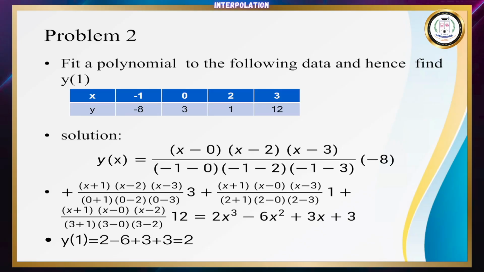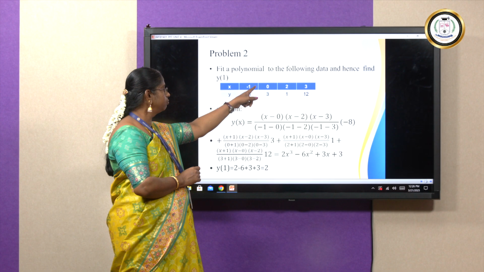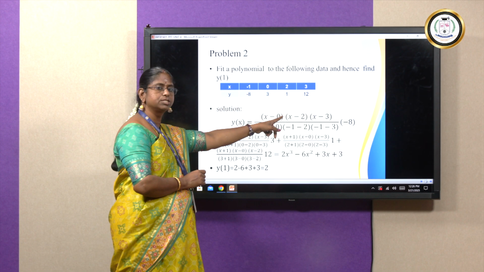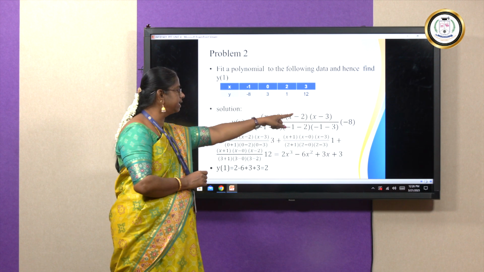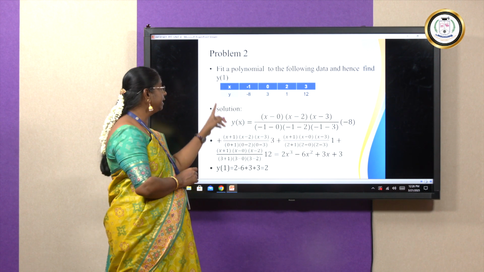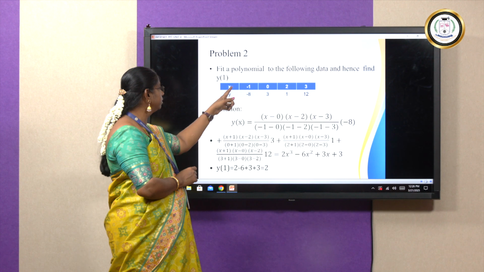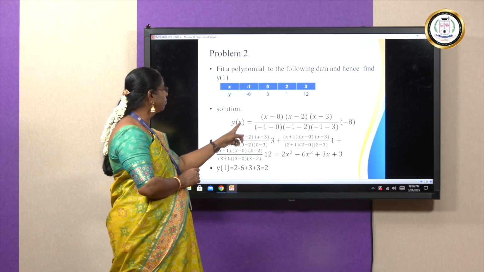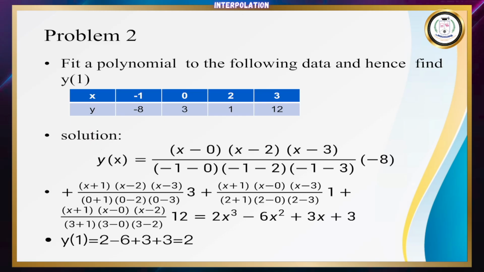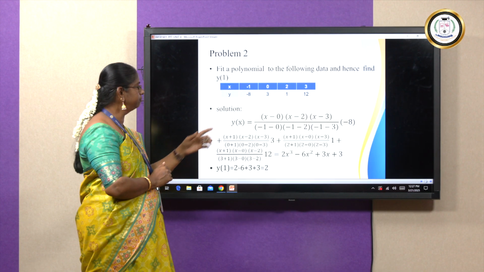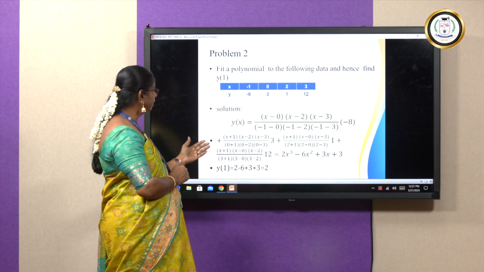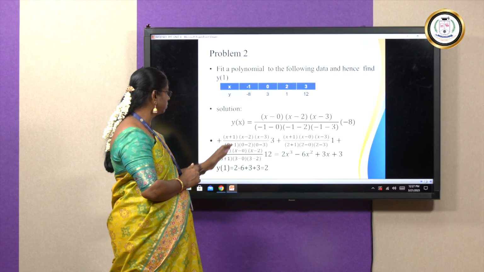So the first formula is what? Y of x is equal to x minus x1, that is 0, x minus x2, 2, x minus x3, 3, divided by x0. What is x0? That is minus 1. So minus 1 minus x1, x0 minus x2, x0 minus x3, into the corresponding entry, that is y0, that is minus 8. Similarly, the second term is written and the third term is also written.